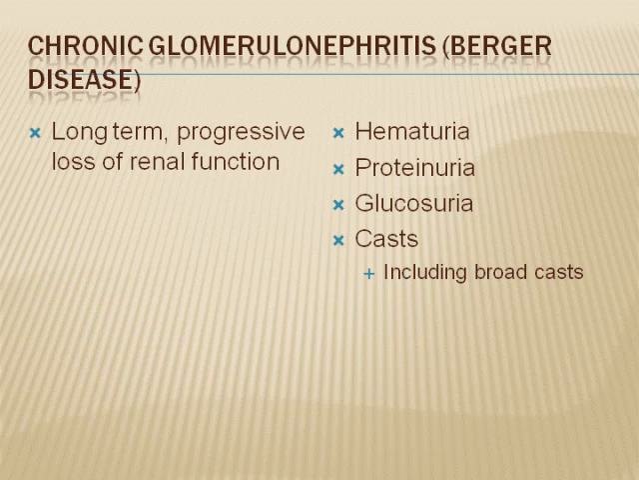Chronic glomerulonephritis, also known as Berger disease. This is long-term, and it's a progressive loss of renal function. You see blood in the urine, protein in the urine, glucose in the urine, and a variety of different casts, including and probably most notably broad casts.